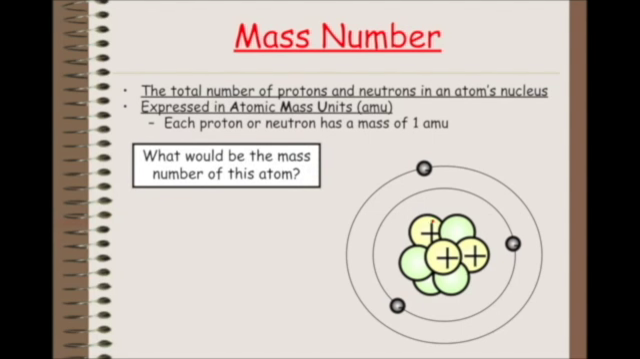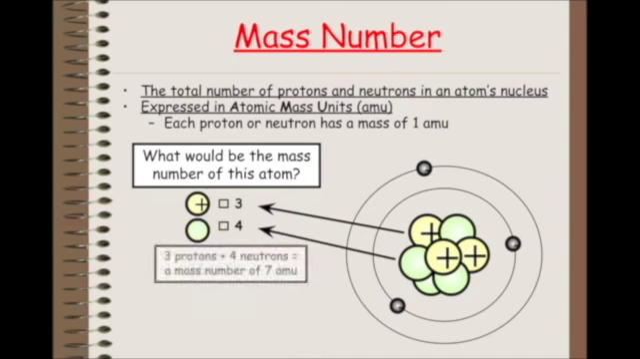So if we look at this, we have 1, 2, 3 protons. So that's the atomic number that we talked about on the last slide. But now we also need to add the neutrons. So 3, 4, 5, 6, 7. So this atom has a mass of 7. Okay, so make sure you have what's highlighted and underlined on this slide.